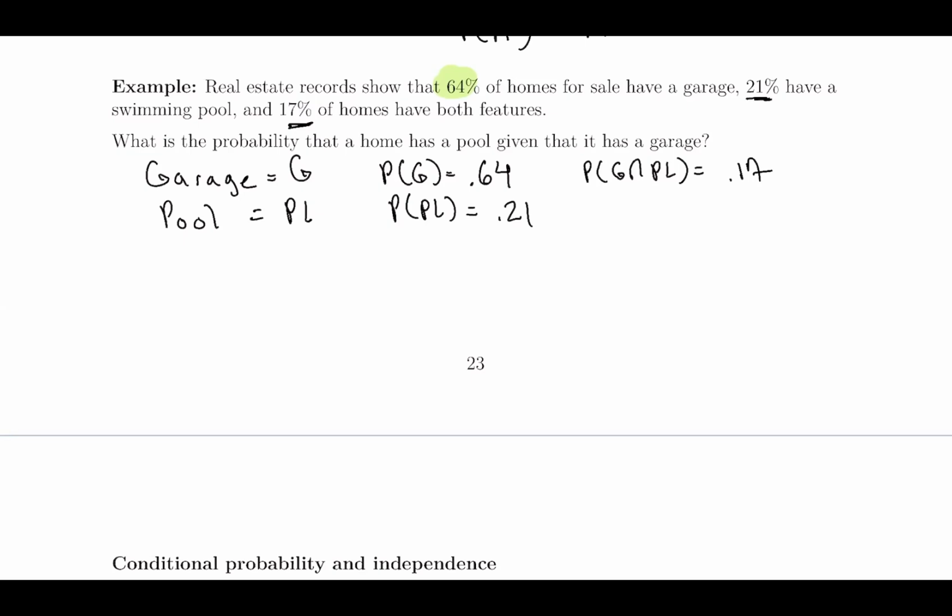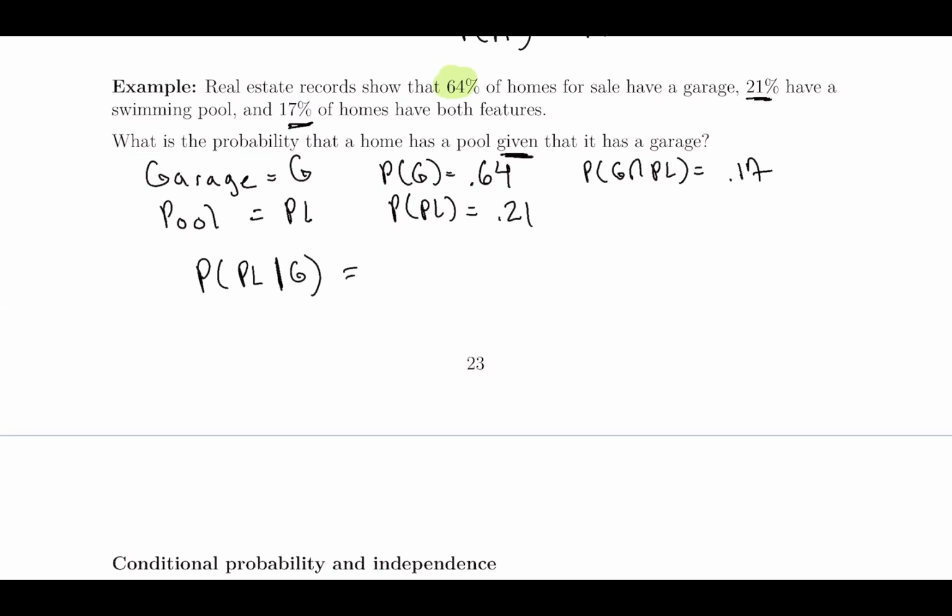So for this one, it says, what is the probability that a home has a pool given that it has a garage? Hopefully by now you understand that "given" is the key word. So right here, what's given? Do I already know the home has a pool, or do I know a home has a garage? I know the home has a garage. So we're going to say probability we have a pool, given it has a garage.